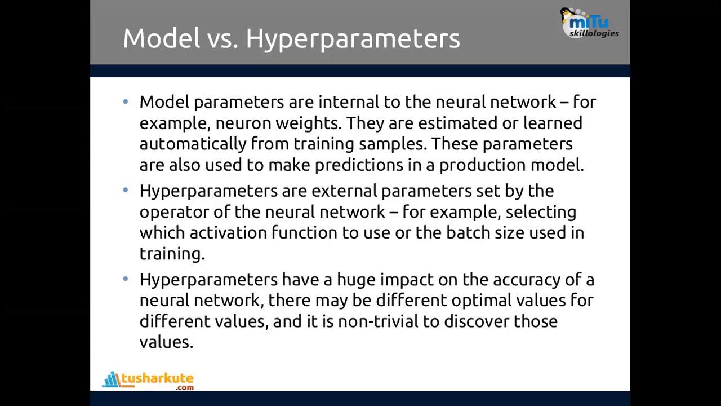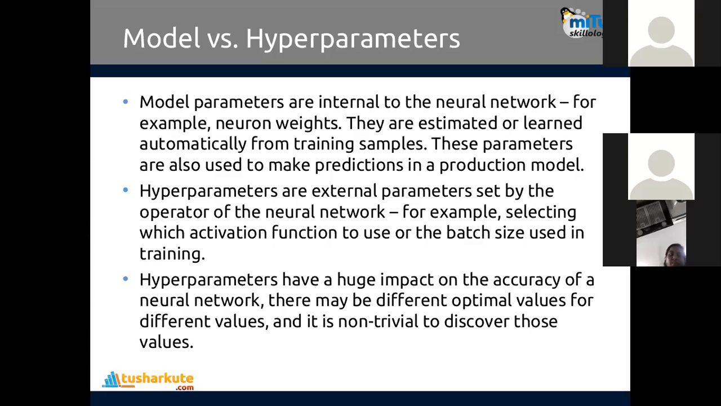Then hyperparameters are the external parameters set by the operator of the neural network. We set them, the developer, the operator. Just like selecting the activation function, or the batch size used for the training, that you have to choose. External parameters. So model parameters are decided by the algorithm, which are ideal based on the inputs, or on many factors pre-processed by the algorithm. And second is hyperparameters, which we choose and which are used for the training further.